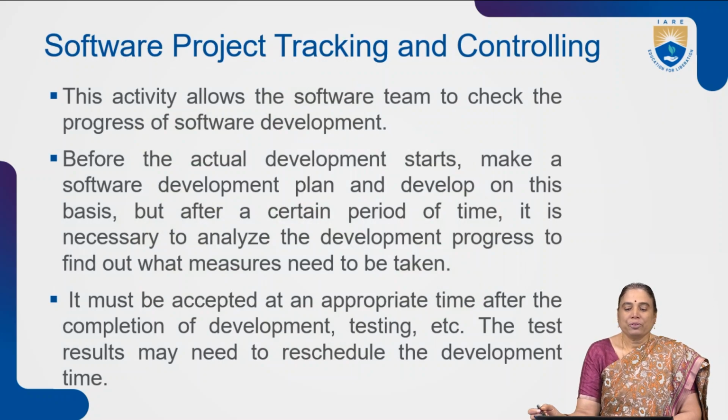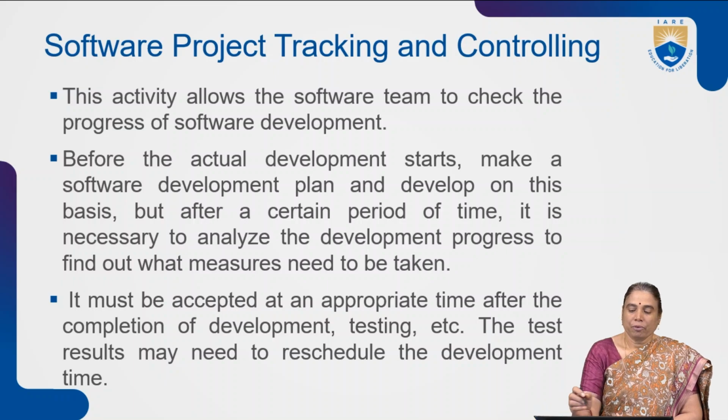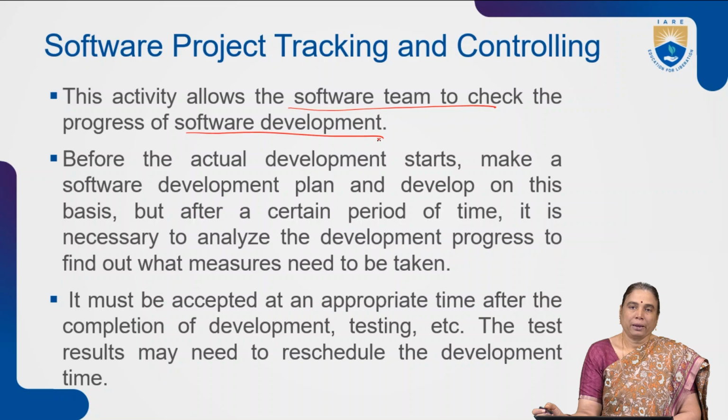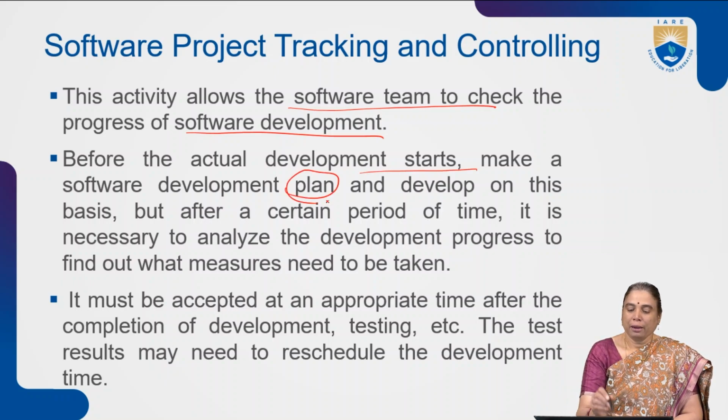The software project tracking and controlling umbrella activity allows the software team to check the progress of the software development. In the planning activity, the activities' time frames are planned. Accordingly, whether the work products are generated or not is verified with the help of project tracking and controlling. Before the actual development starts, make a software development plan and develop on this basis.